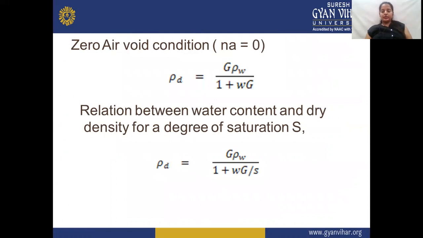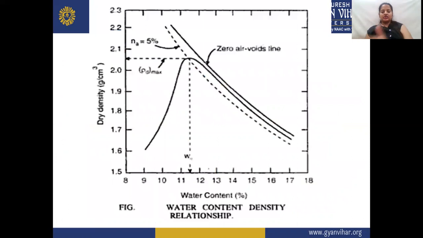The relationship between water content and dry density for a degree of saturation S can be given by the following formula. This is a graph which shows the water content against dry density, and we can point out that the optimum water content, which helps us attain maximum compaction, is W.